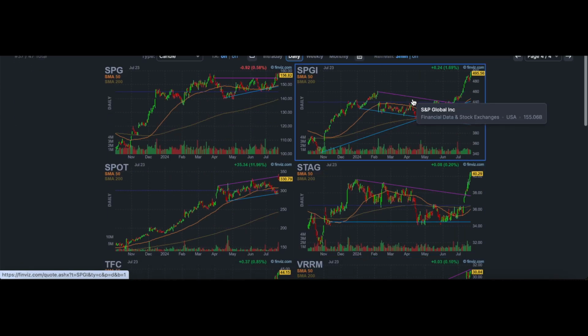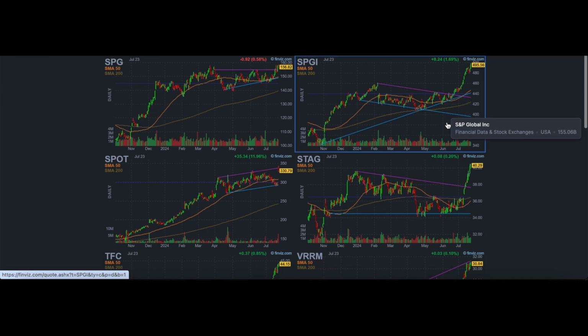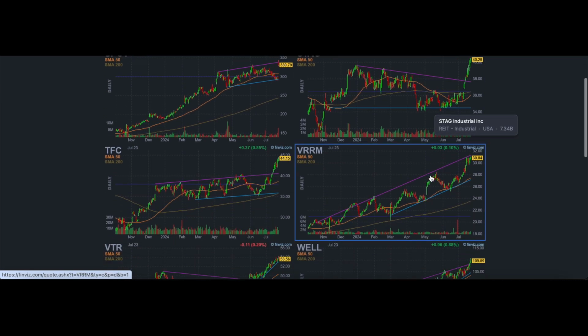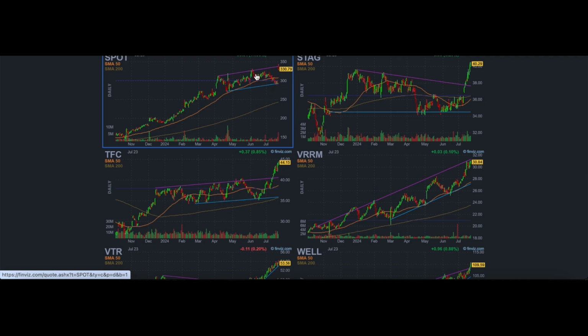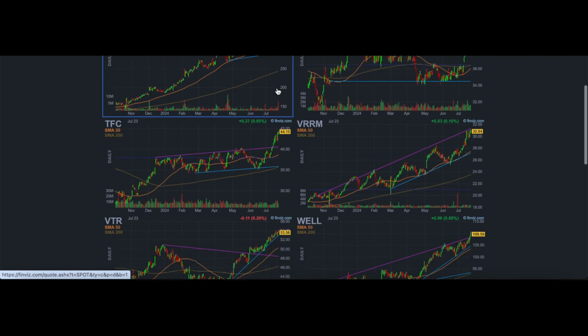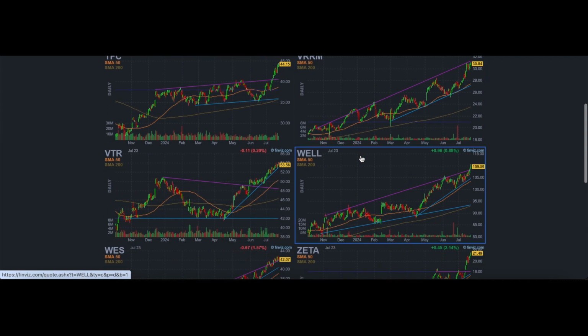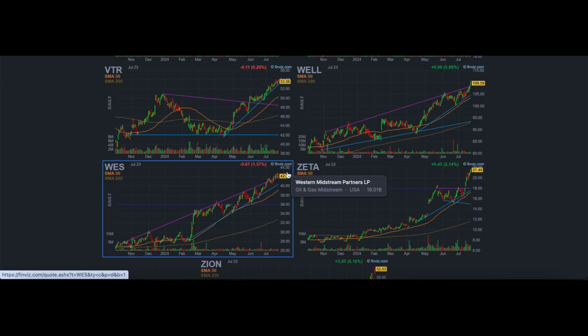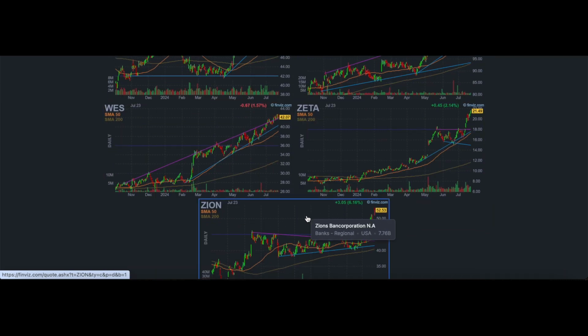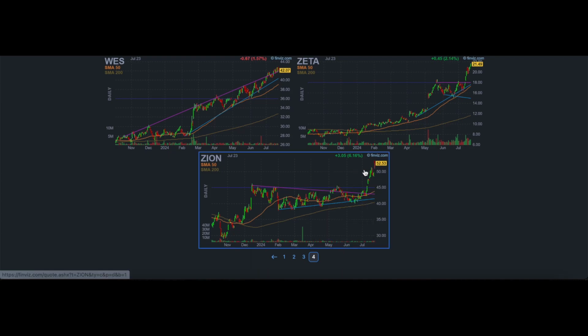SPGI, this one looks good, but this is just S&P Global. Spotify, I like this because it's breaking out of a big base. I actually know the chart. I'm not saying that based on this chart, but the weekly chart. These are all slow grinders up. I want to try to find some stronger names. But yeah, Xeon had a strong breakout.